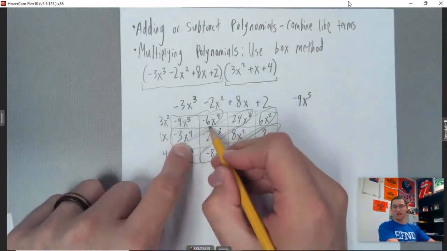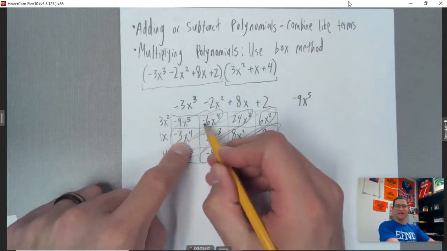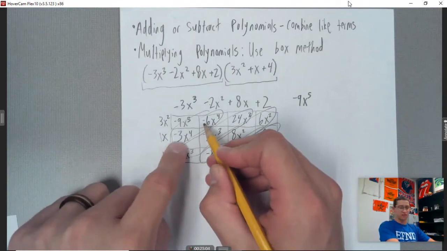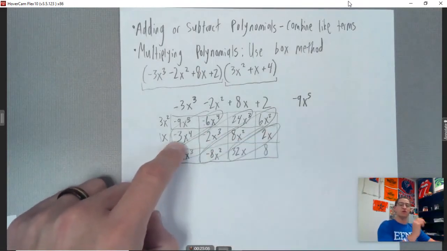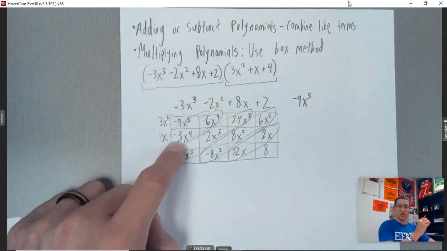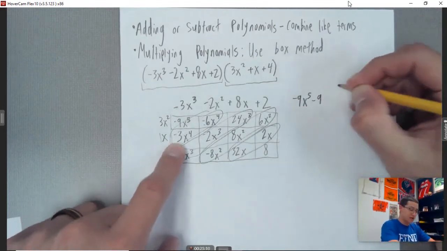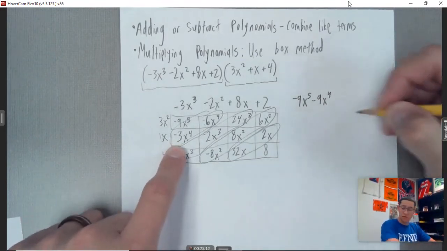All right, and then we've got the x to the fourth term. So I've got negative 6 and then negative 3, right? I'm combining those two. Negative 6 plus negative 3. That's going to get me negative 9 x to the fourth.